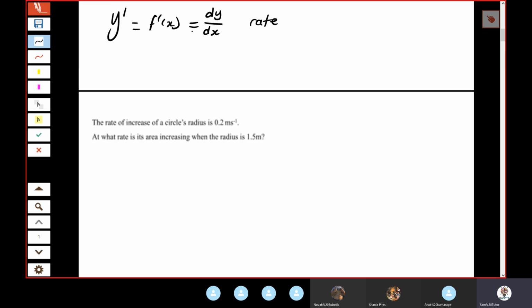But that's only specific for curves. As you get into application questions, we don't really call them gradients. We call them a rate of change. These are actually called rates of change. It is the rate that y is changing with respect to x.